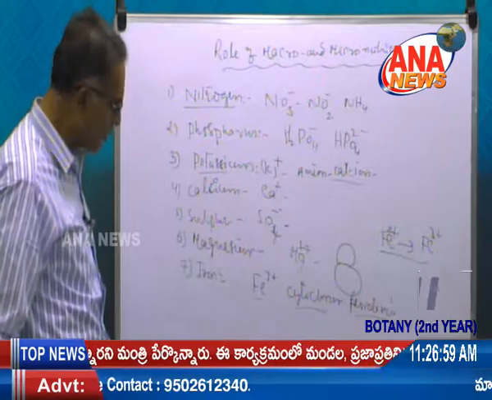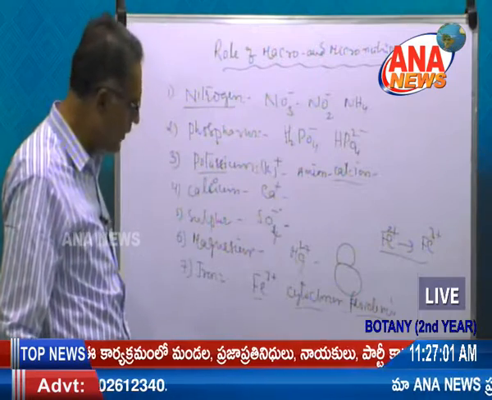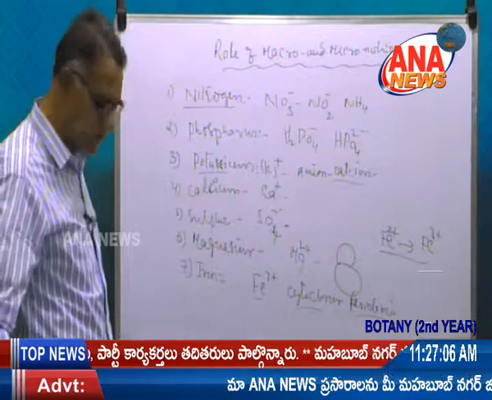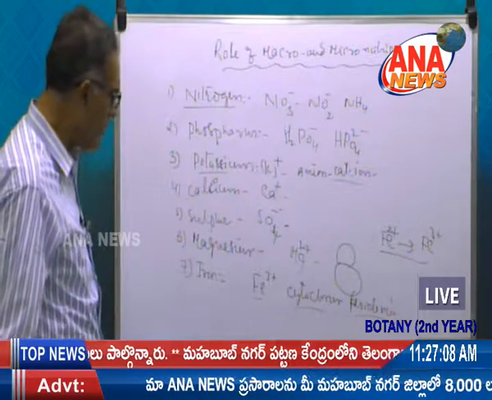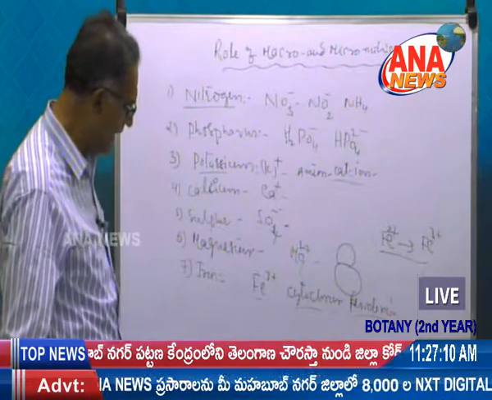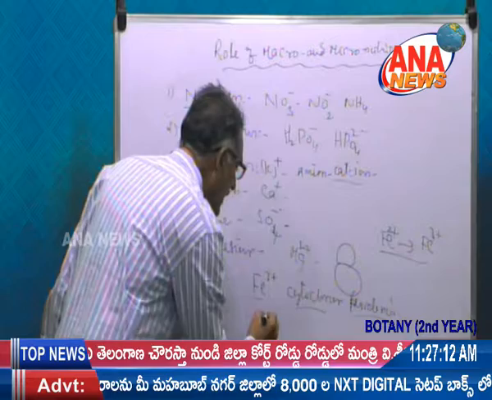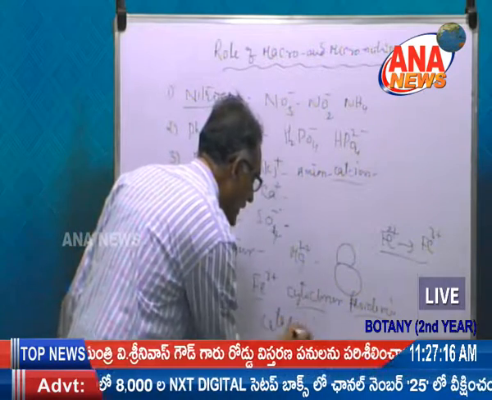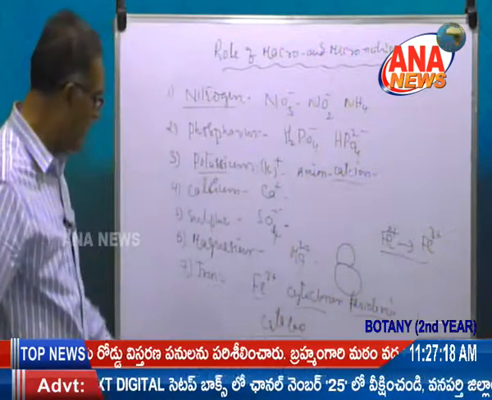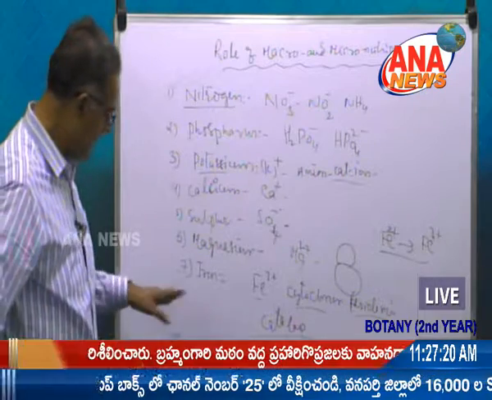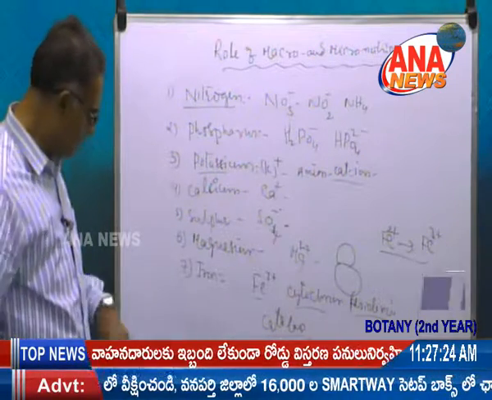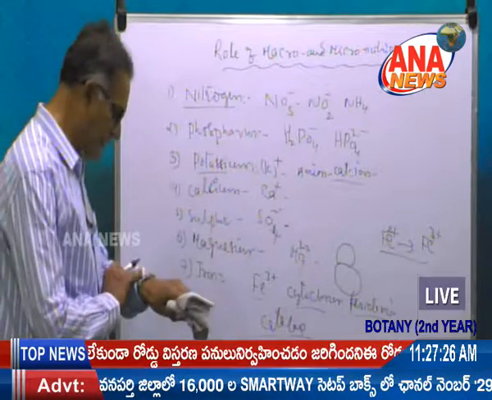Iron is also involved in protein synthesis and chloroplast synthesis. It activates the enzyme catalase. The catalase enzyme is activated by iron. This is what we discussed in last class.